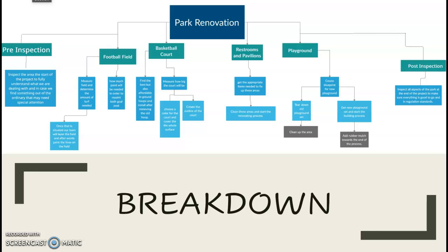The football field, we want to clean up the whole football field and mow the field. And then we want to find out how much paint we need to paint the lines back on, as well as repaint the goalposts of the football field. Then we want to clean up the pavilion and restrooms. We want to clean them out and then repaint them, giving them a newer look. And then we want to go to the playgrounds, remove the old playground set, add the new one, and then add the rubber mulch afterwards.